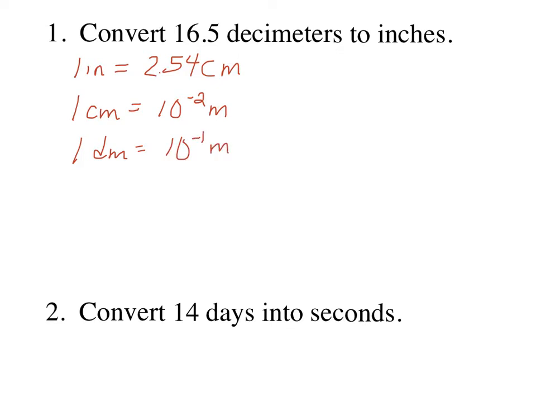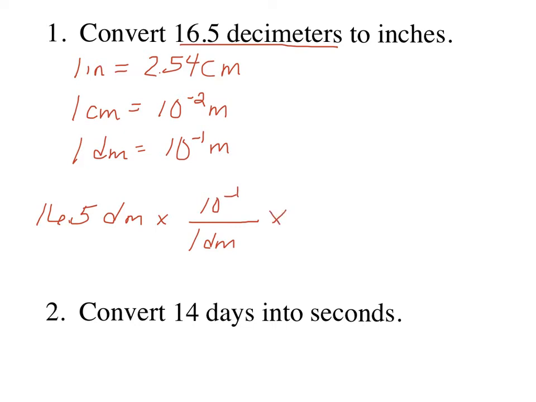Now we just have to put everything together. So I'm going to start the problem with 16.5 decimeters, and now I need to pick the equality that's going to allow me to cancel out decimeters. This first equality right here is going to take me from decimeters to meters, and that's what I'm going to write down next. I'm putting the decimeters on the bottom so that they cancel.